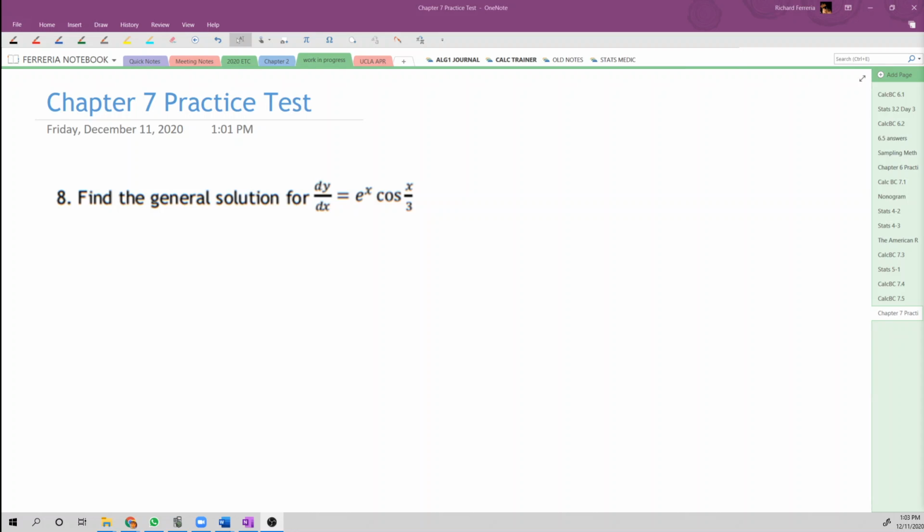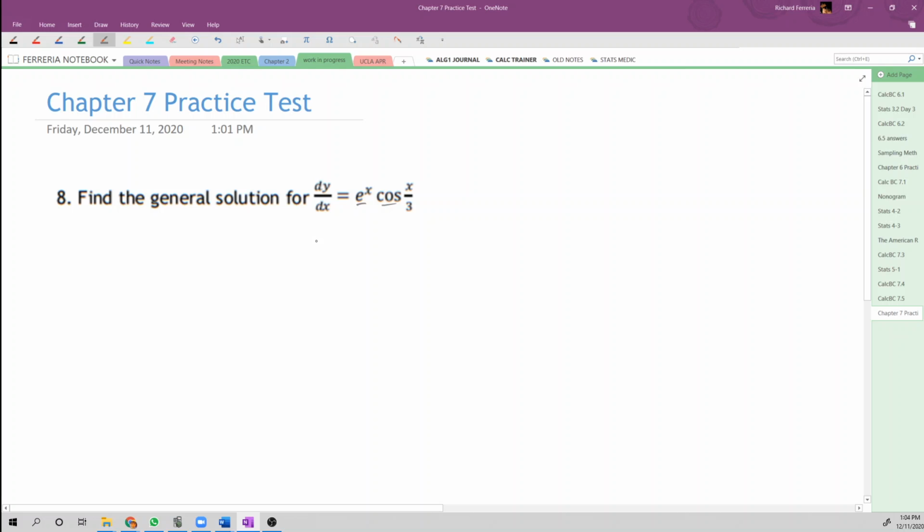Hey everyone, Question 8 on your Chapter 7 practice test has this differential equation and we're supposed to find the general solution. Having done these a while, I noticed that we have an exponential function and a cosine. This is kind of a signal to me that this is going to be one of those integrals where you keep taking the integral by parts, and eventually you get back to the beginning integral.